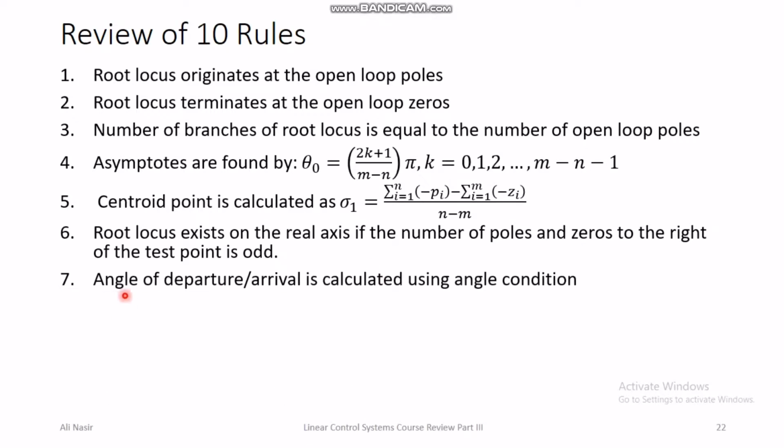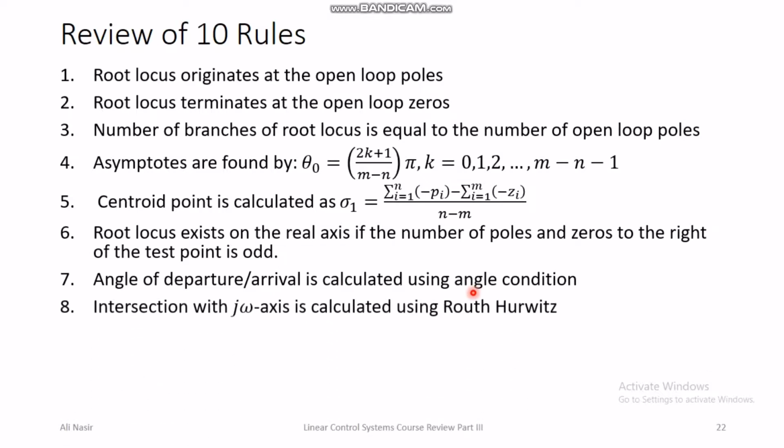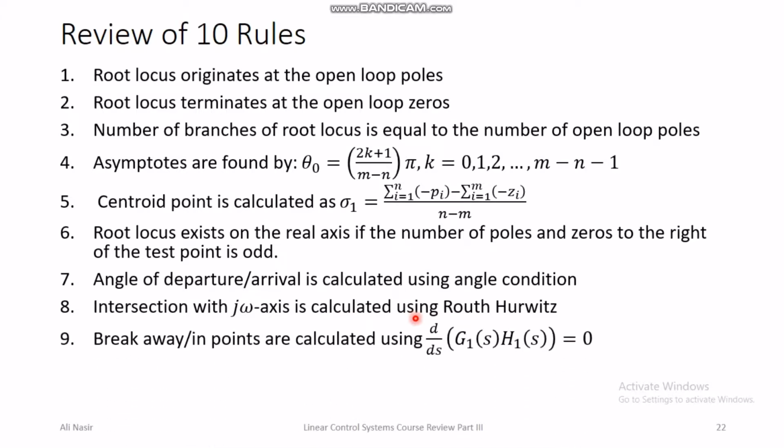Angle of departure or arrival is calculated using the angle condition, and intersection of the root locus with the j omega axis is calculated using the Routh-Hurwitz criteria. Breakaway and break-in points are calculated by the derivative with respect to S of the open loop transfer function, and the gain at any point of the root locus is calculated by this formula, which is derived from the magnitude condition.